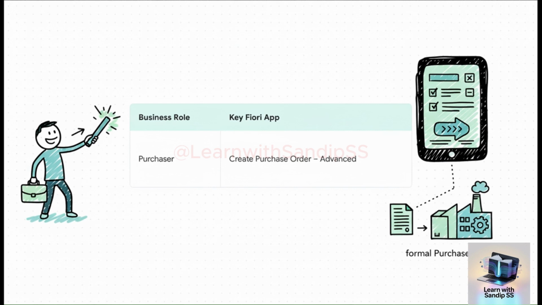Their entire job is to take that internal requisition and transform it into a formal purchase order that's going to be sent to an actual supplier. This is where you lock in things like your expected cost and when you expect to get the part.